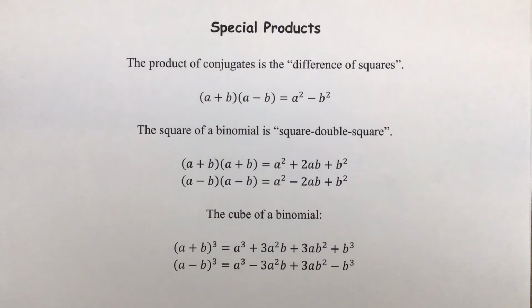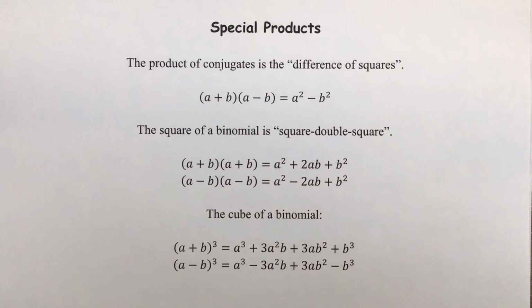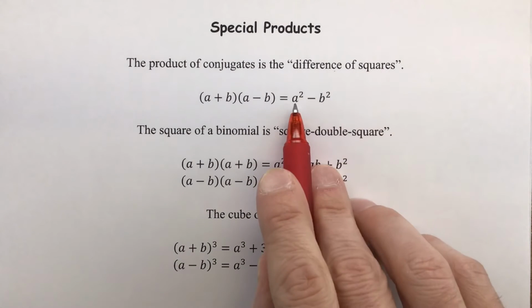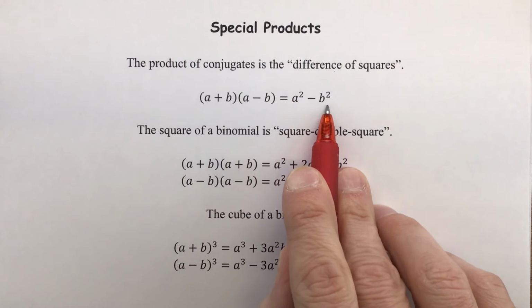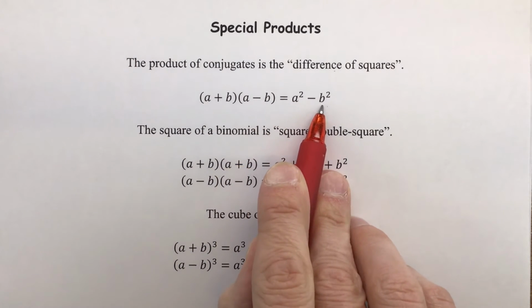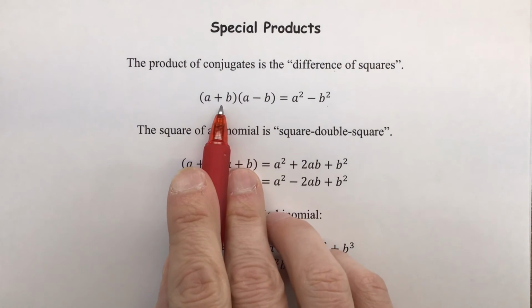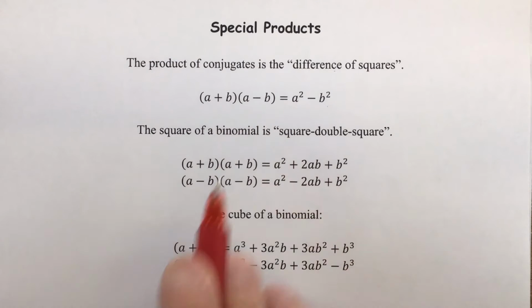The first is the product of conjugates. Conjugates are two binomials that look exactly like each other, except one of them is addition and the other is subtraction. We've got a plus b, we've got a minus b. Those would be conjugates. When you multiply them together, you get what we call the difference of squares. You get a squared, and b squared, so that's the a and the a for the a squared, and b times b for b squared. You're also going to get a difference, subtraction, and that comes from the positive b and the negative b multiplying together.